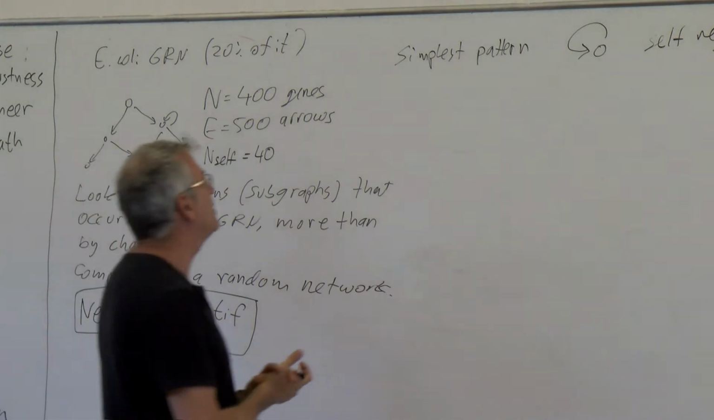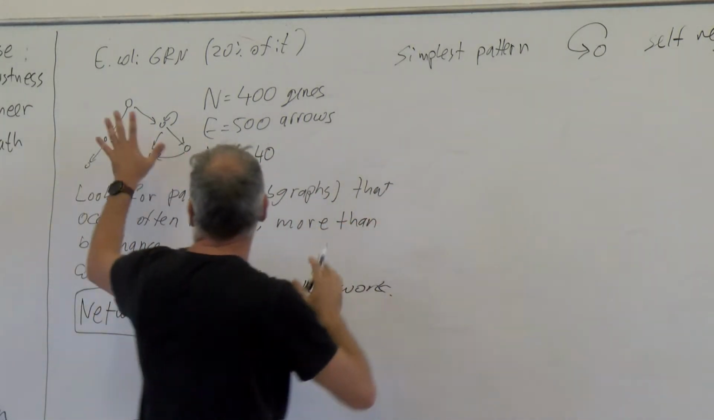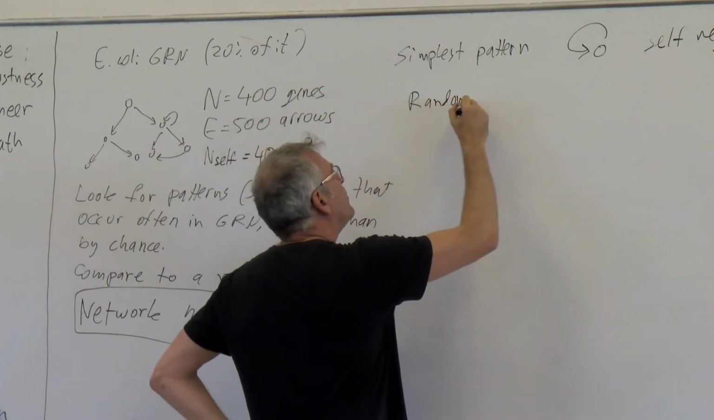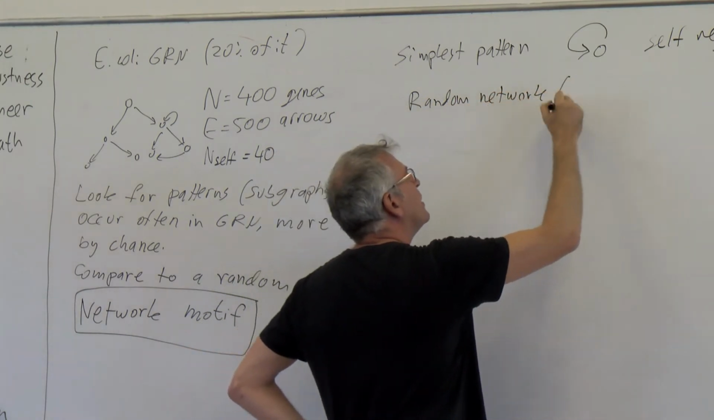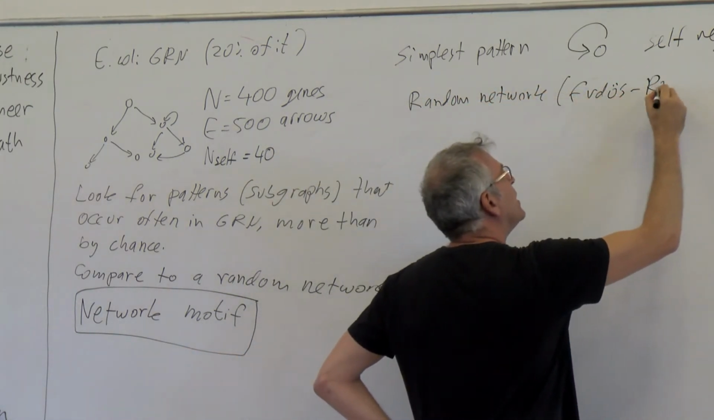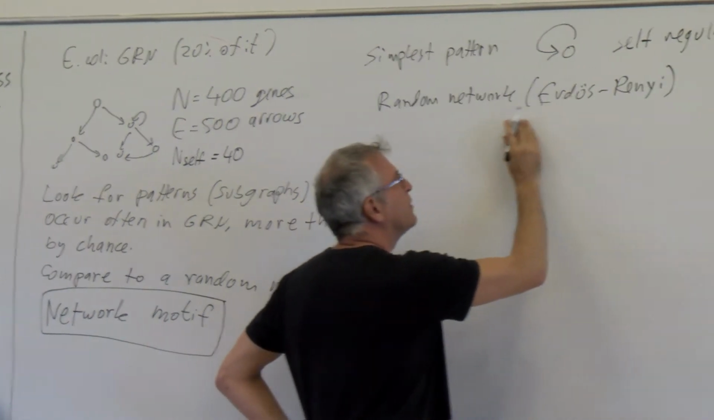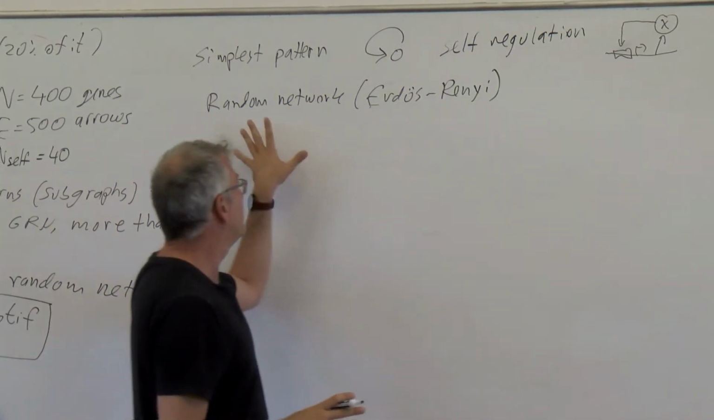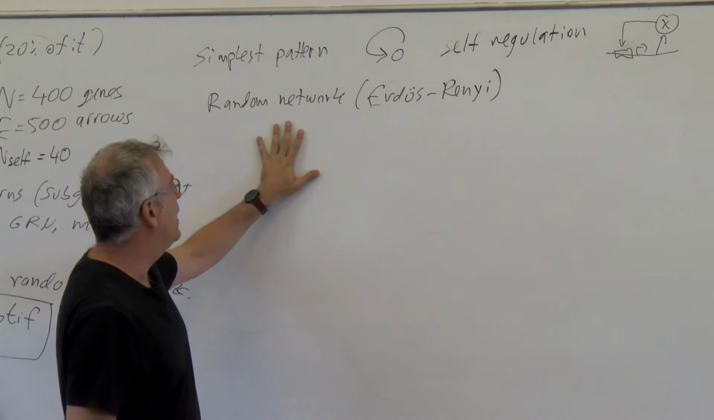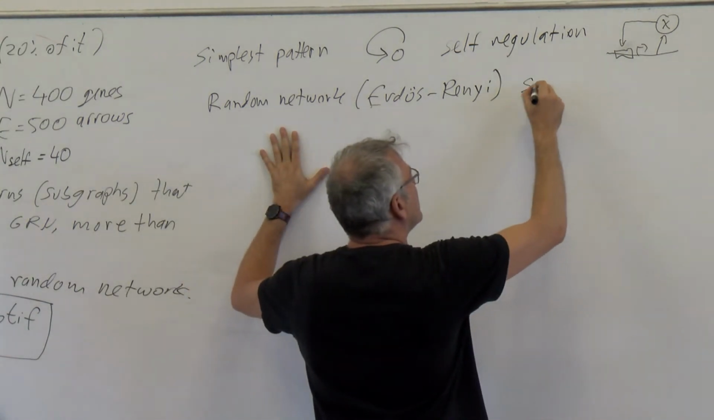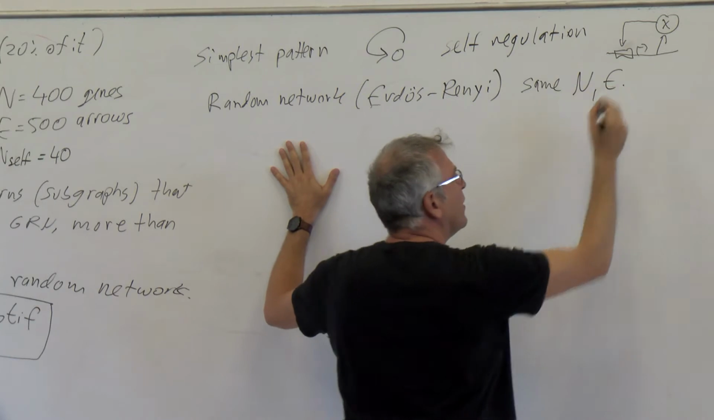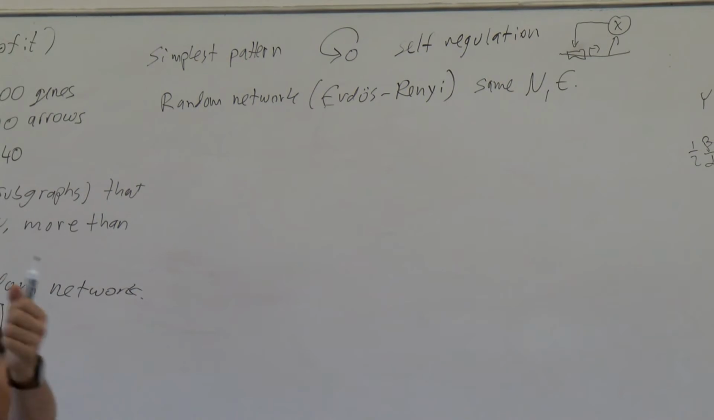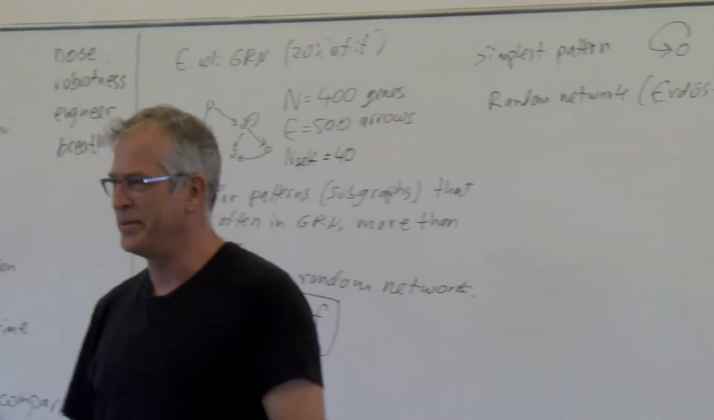So to answer that, there are different ways to make random networks. I'm going to make, again, the simplest kind of random network, which is called Erdos-Renyi. Erdos was a very prolific mathematician in the middle of the 20th century, and he also founded this network theory, you can say. It's a random graph that has the same number of nodes and the same number of arrows as the real graph. So you take 400 nodes, and you're allowed to throw 500 arrows wherever you want, randomly.